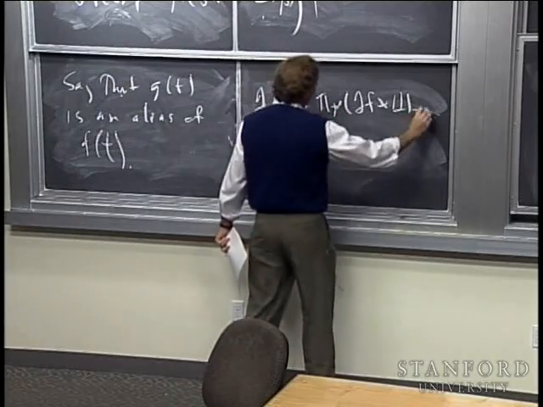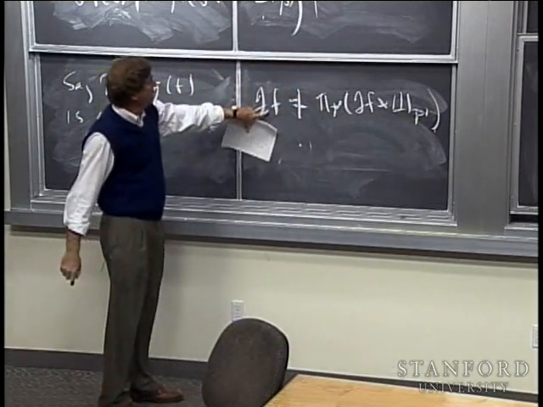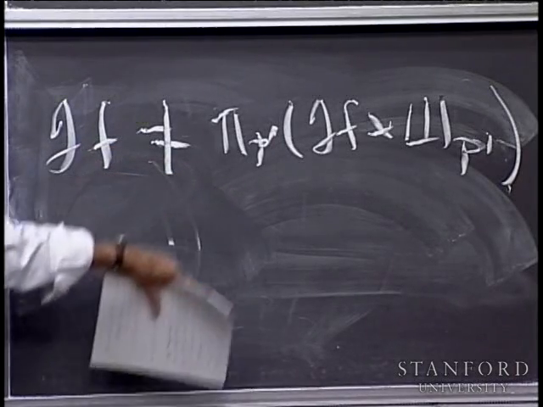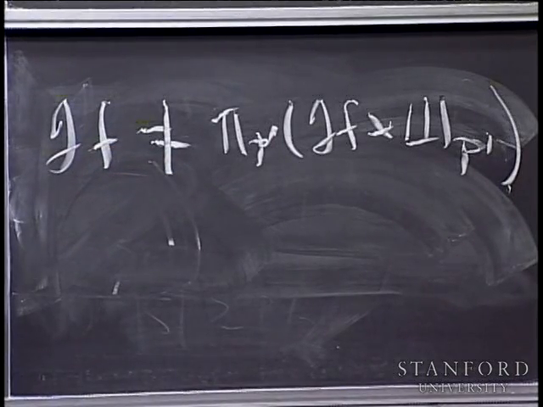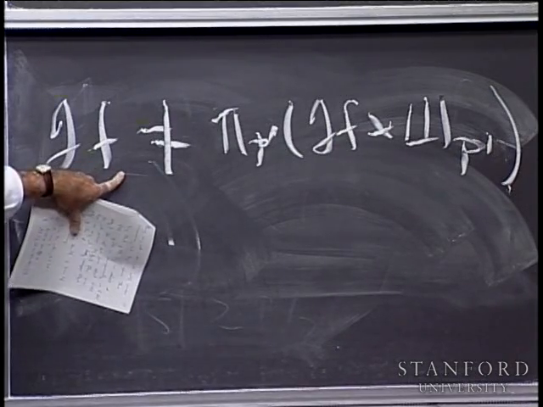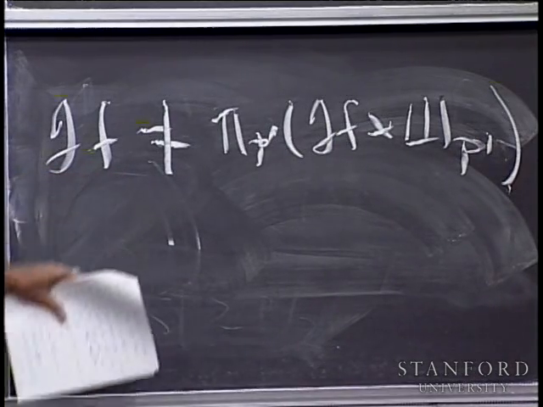I called it p prime here, all right? If the Fourier transform is not equal to the cutoff of the periodized Fourier transform, then what you're getting back by turning the crank, by writing down the sampling formula, is not reproducing f. It's reproducing something else. It's reproducing an alias of f.